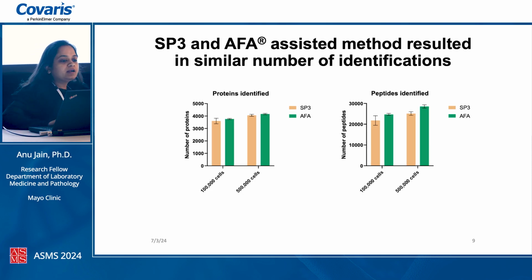And these are the bar diagrams showing the performance of the two methods. So in terms of protein identification, close to 4,000 proteins were identified with both the methods at both the cell numbers, 500,000 cells and 100,000 cells. And both the methods were reproducible across the different replicates as represented by the error bars. And similar results were observed at the peptide numbers as well, although there was a slightly higher peptide count with the AFA method, but the difference between the two was not statistically significant.